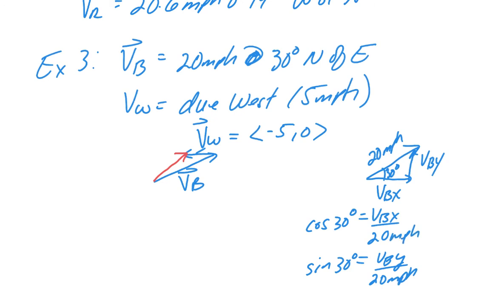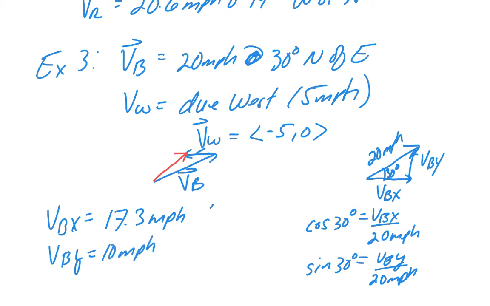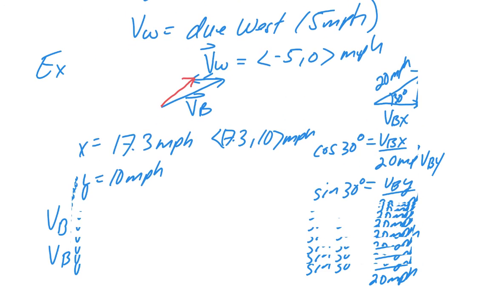Go ahead and pause the video right now and calculate what you get for the velocity of the boat in the x direction and the velocity of the boat in the y direction. All right, if you did that, you should have found that the velocity of the boat in the x direction is 17.3 miles per hour, and in the y direction is 10 miles per hour. We could write that as components: 17.3, 10, with miles per hour. So I went ahead and found the components for the boat and for the water.